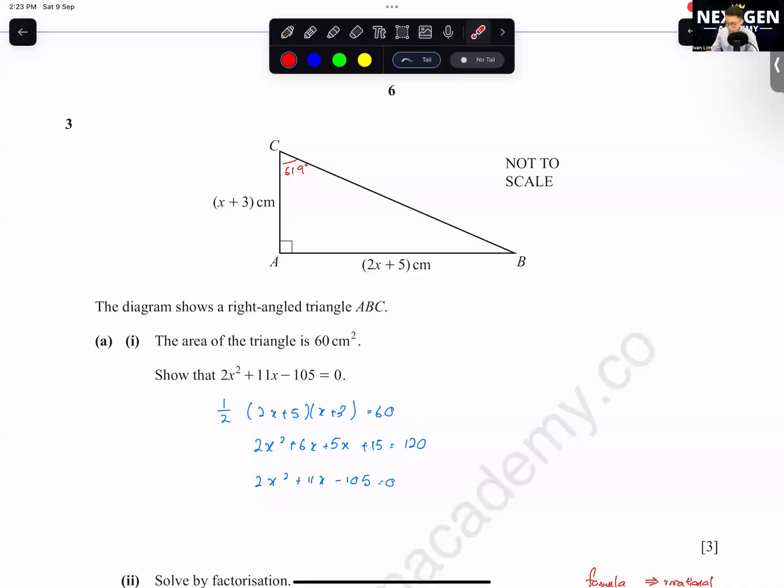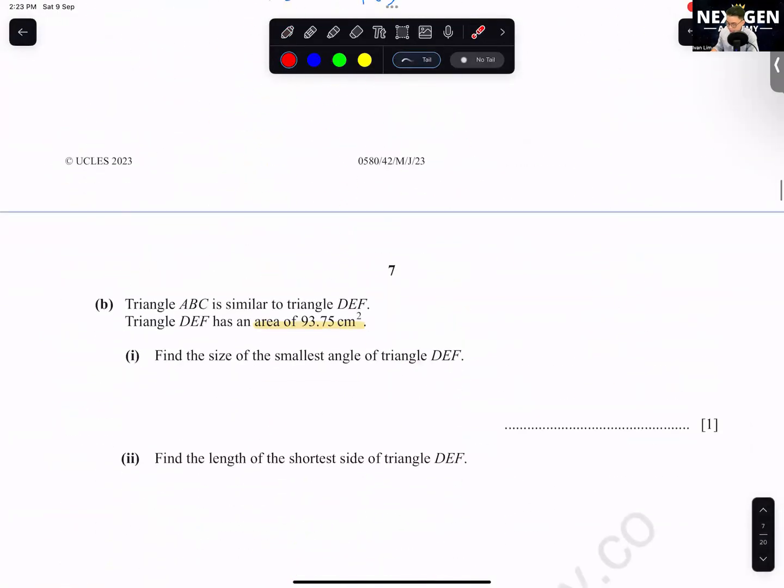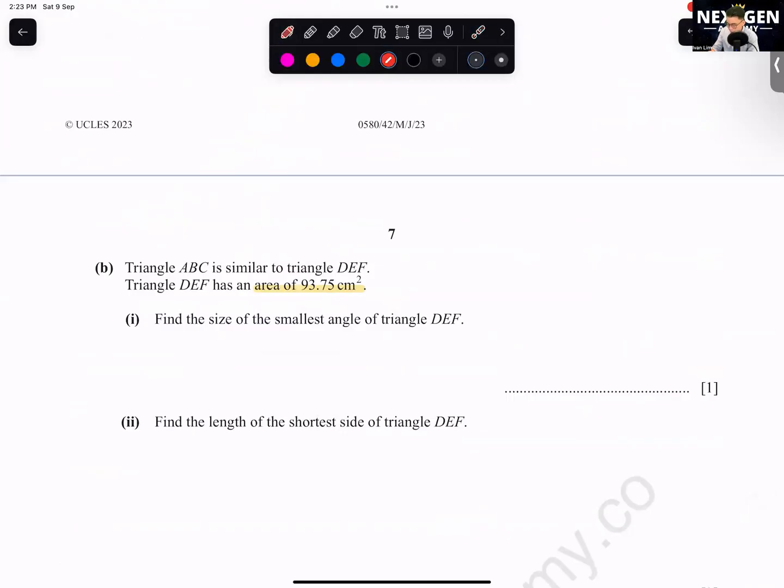What we need to know is that when you do enlargement of a shape, the angles remain the same. When we do similarity and you change the size, the angles will be the same. Only the dimensions of the length will be different. So we still use 180 minus 90 minus the value that we calculated, 61.9, and you get 28.1 degrees here.